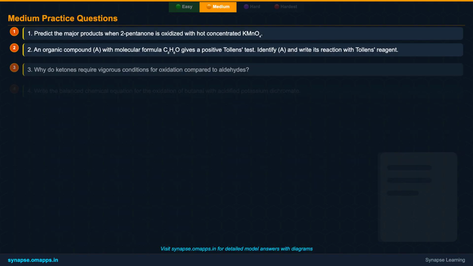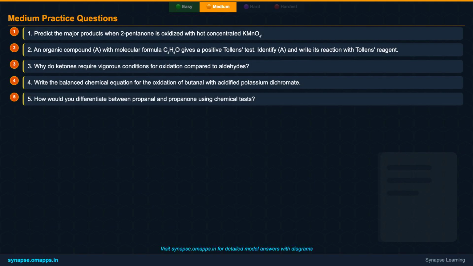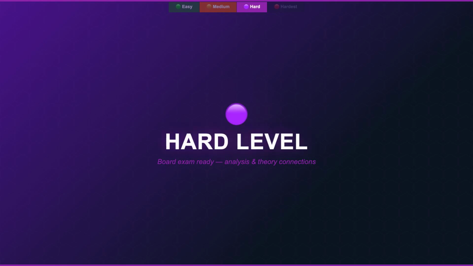Now it's time to put your medium-level knowledge to the test. Here are 5 practice questions that delve deeper into the oxidation of aldehydes and ketones, including the application of Popoff's rule and distinguishing between the two functional groups. Take your time, think critically, and apply what you've learned. These questions are designed to challenge your understanding and prepare you for more complex problems. Ready for a deeper dive?